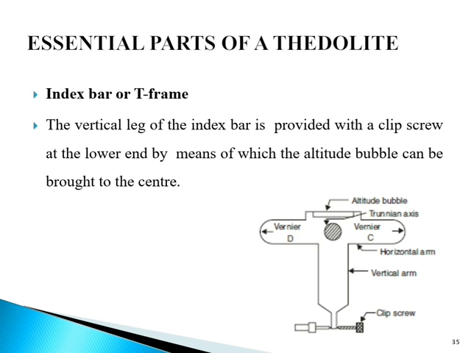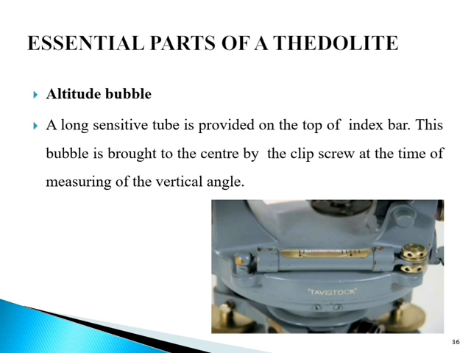The vertical leg of the index bar is provided with a clip screw at the lower end, by means of which the altitude bubble can be brought to the center. So you can see all the arrangement in the figure. Next is altitude bubble. A long sensitive tube is provided on the top of the index bar. This bubble is brought to the center by the clip screw at the time of measuring the vertical angle. So you can see the bubble here.